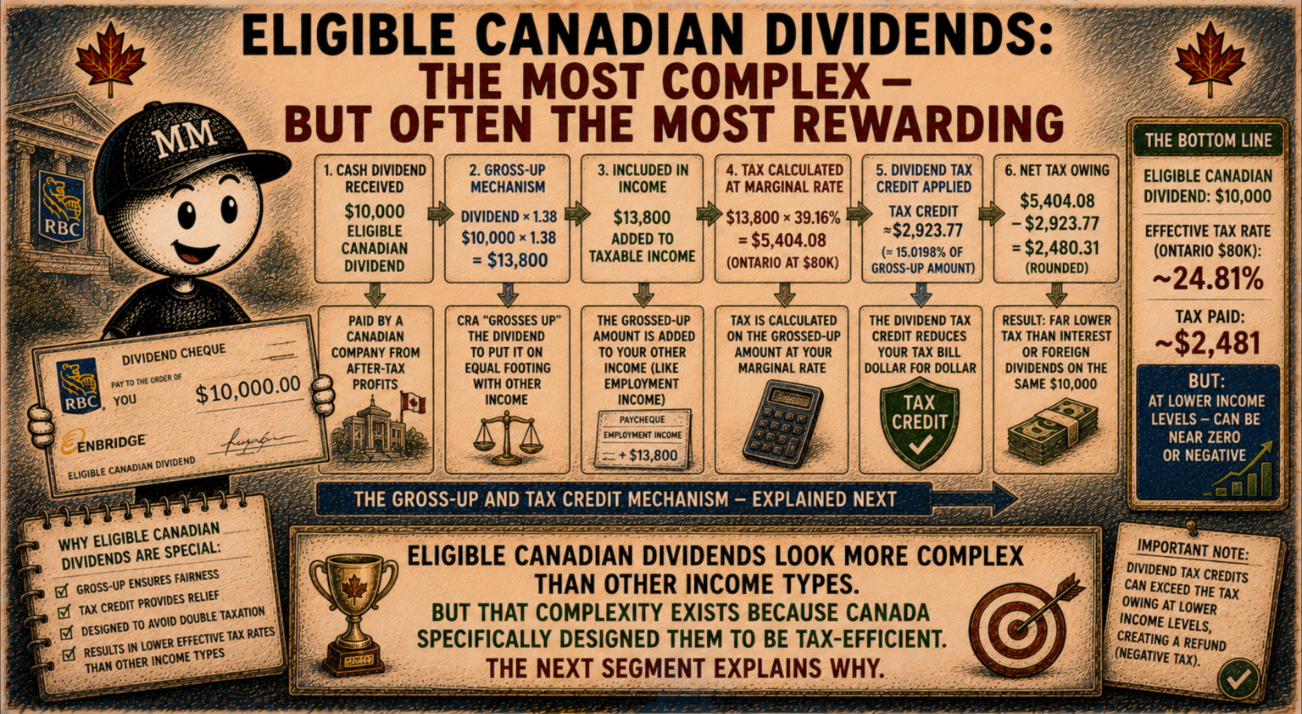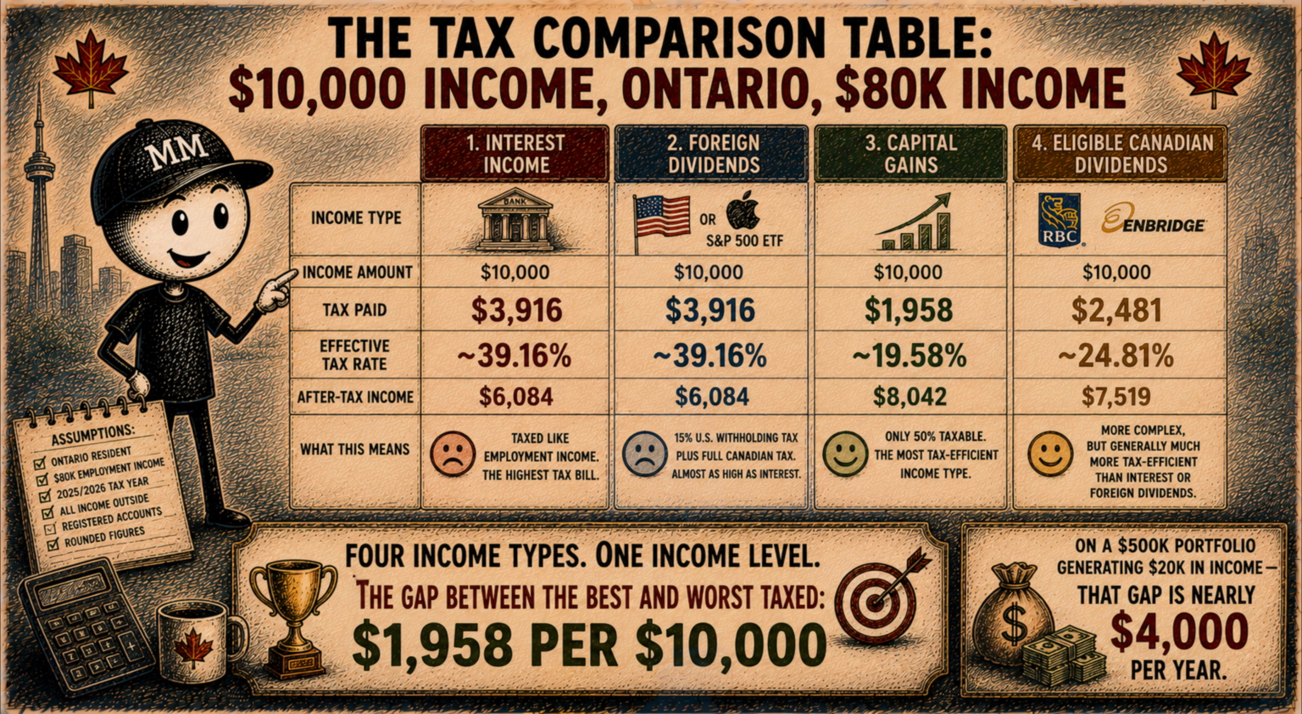The comparison at a glance: $10,000 of each income type, Ontario, $80,000 income. At first glance, capital gains look better than eligible dividends. And at this income level, they are, slightly. But the dividend tax credit has additional nuance. And at lower income levels, eligible Canadian dividends can be taxed at near zero or even negative effective rates. That is the part most people have never heard.